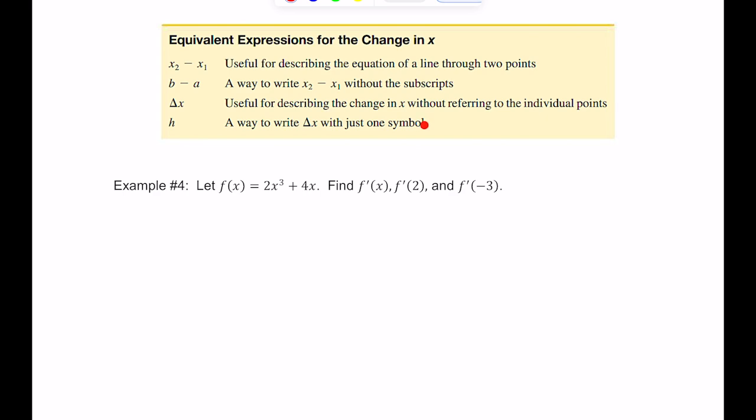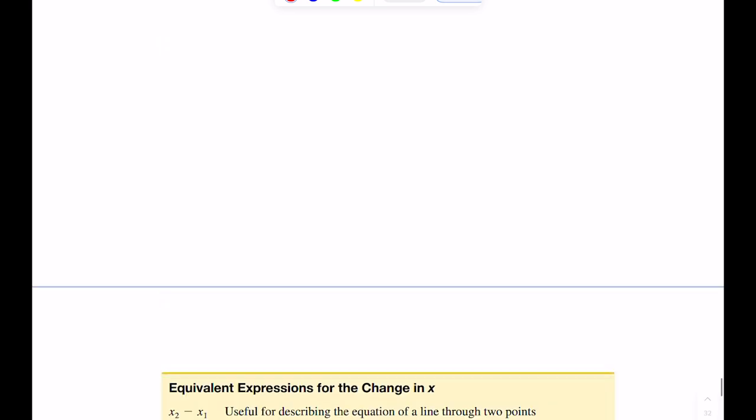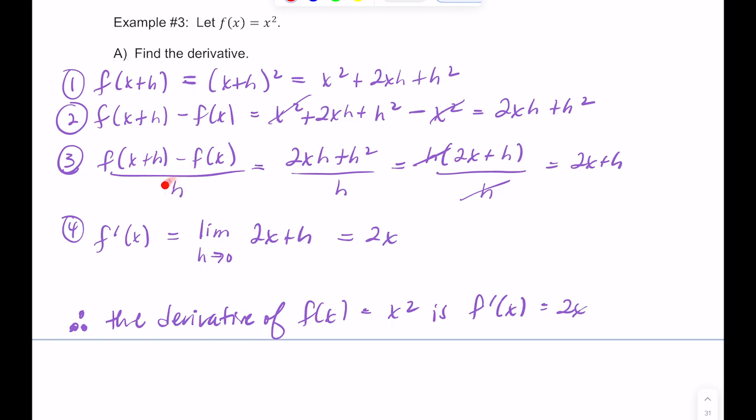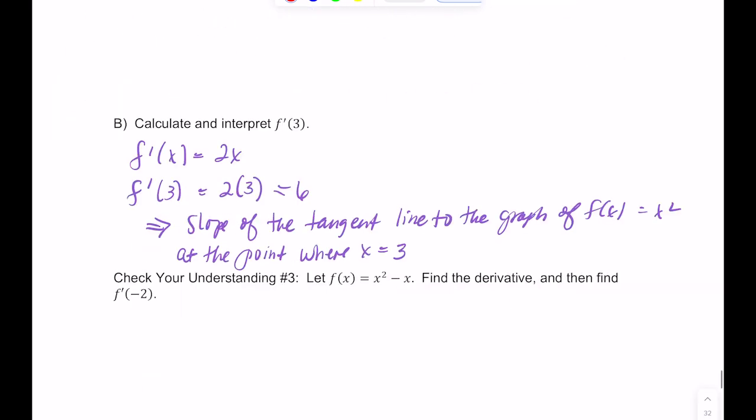Okay, which, if you think about, again, that common theme of slope, right? How do you find slope? Change in y over change in x. So h is just change in x.